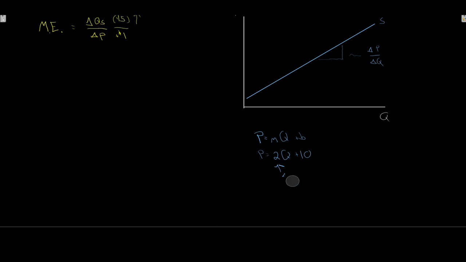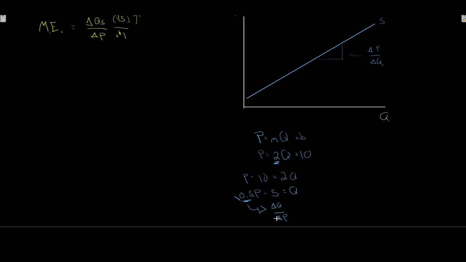If we wanted to quickly rework that, all we do is resolve this. Price minus 10 equals 2Q. Divide everything by 2, and we would get, math's not going well right now, 0.5 price minus 5 equals Q. This guy here is now my marginal effect. We have taken the inverse of this. This is now my change in quantity for a change in price.